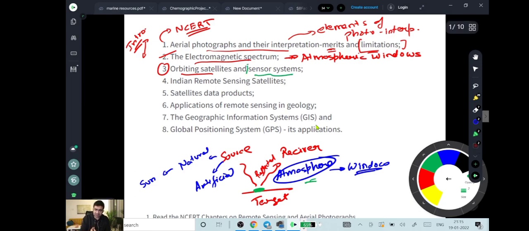And then these sensor systems. For this there are basically 2 chapters from the NCERT book which I have added, so you don't have to read the entire NCERT. There are 2 specific chapters. For this also I've added NCERT, and you will find there is a video lecture as well for this one. So just go through these.